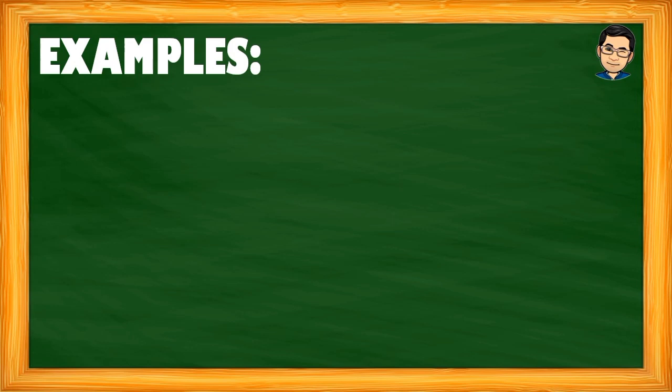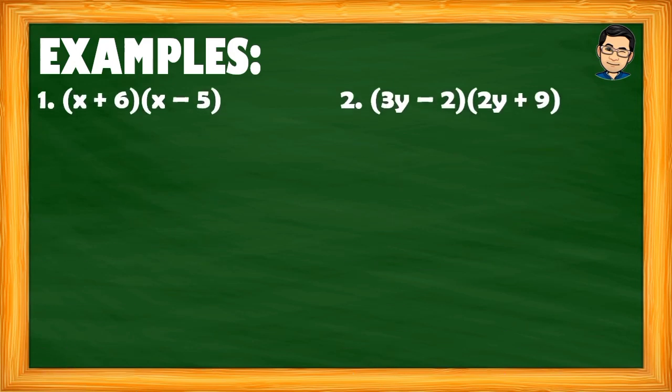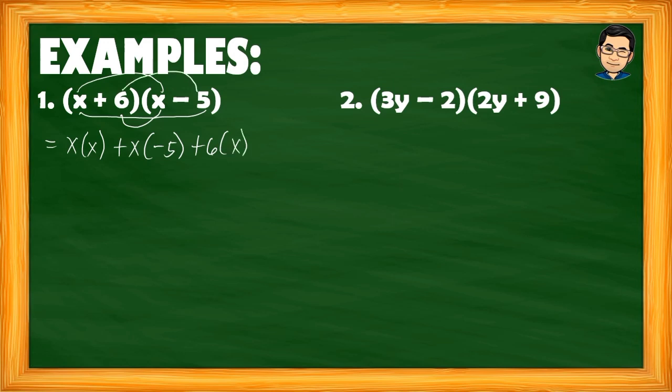So let's have examples. Let's have number 1. x plus 6 times x minus 5. To apply the FOIL method, yung una nating i-multiply yung dalawang first terms, x times x. And then, yung outer terms, x times negative 5. After natin sa outer terms, inner terms naman, 6 times x. And then, yung dalawang last terms, 6 times negative 5.